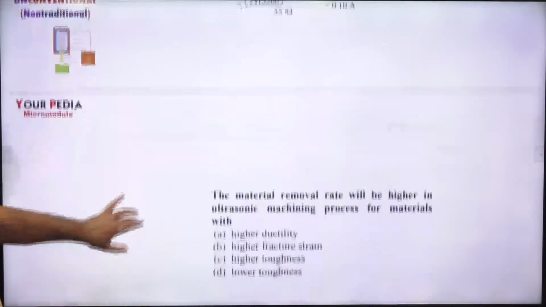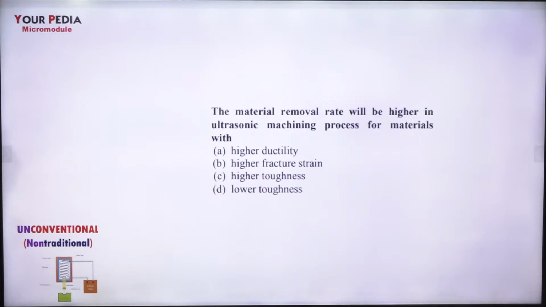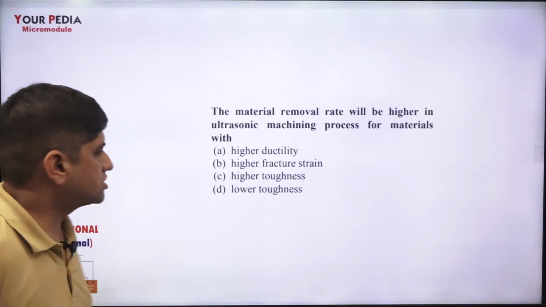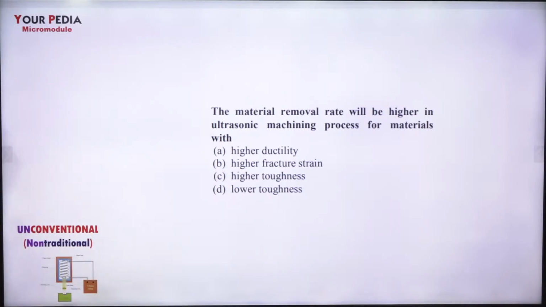Right, now let's go forward. Material removal rate will be higher in the ultrasonic machining process for materials which have what? High ductility, high fracture strain, higher toughness, or lower toughness? What do you think will be the answer?